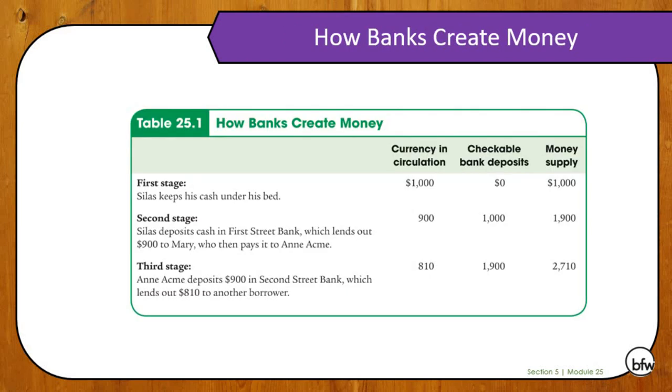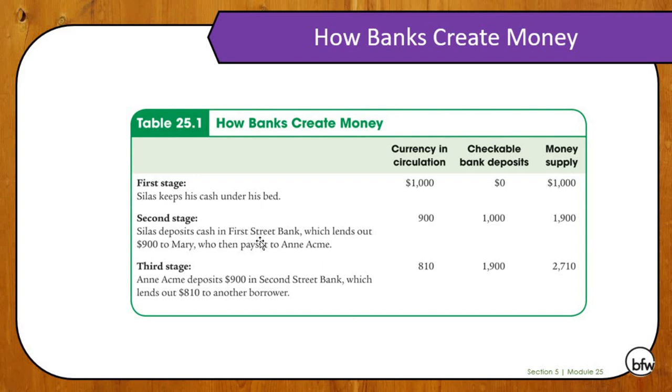Basically, the way that banks create money is through loans. So that's all you really have to write down. If we look at this first example, in the first stage, Silas takes his cash and doesn't do anything with it. He just keeps it under his bed. There's $1,000 in circulation, nothing in checkable bank deposits, so the money supply is only $1,000.